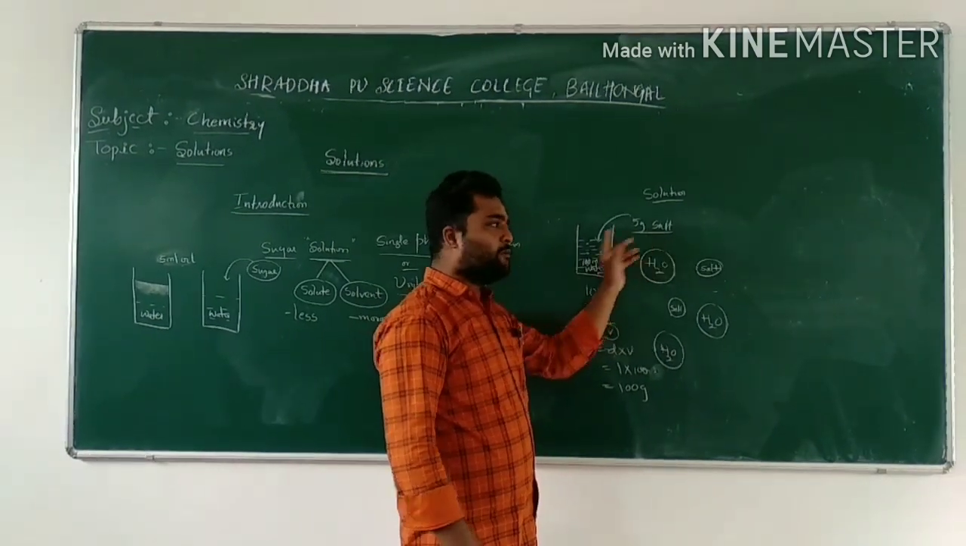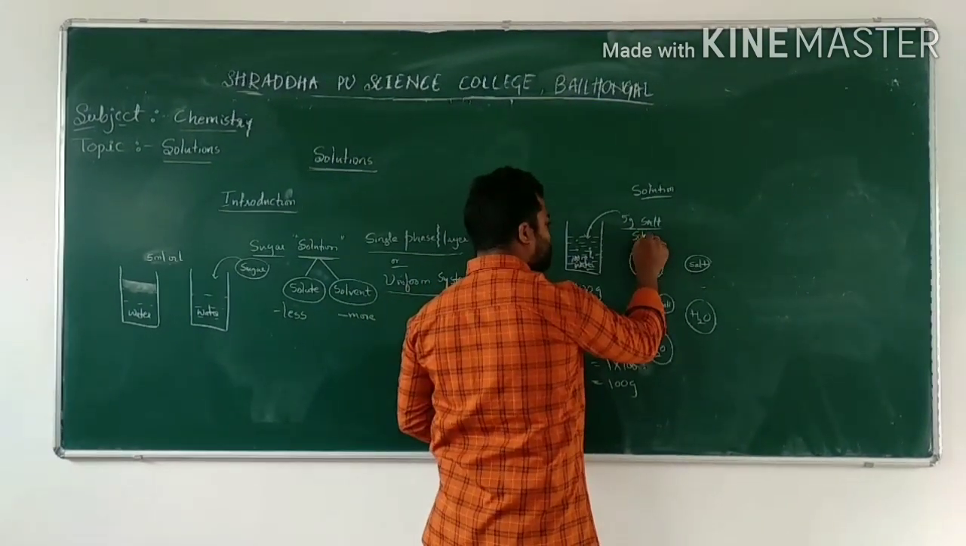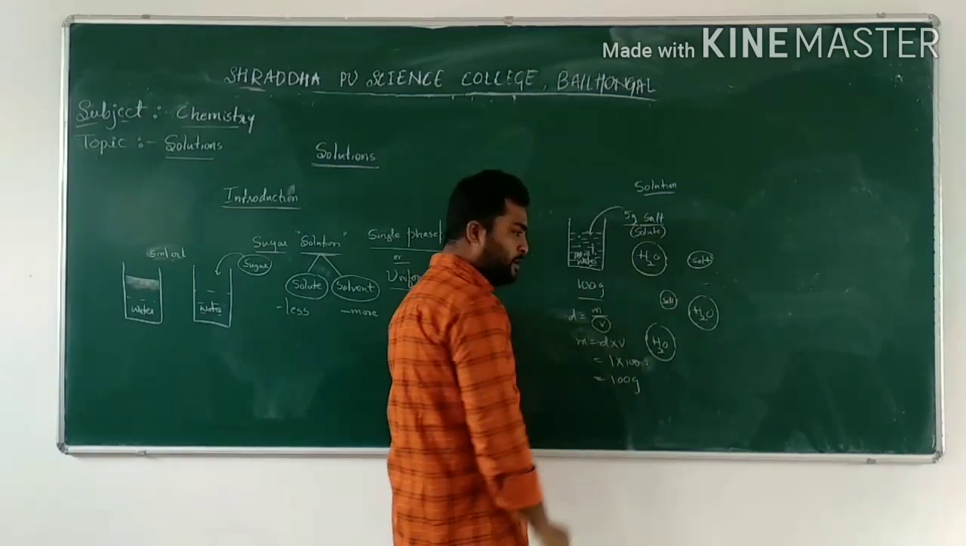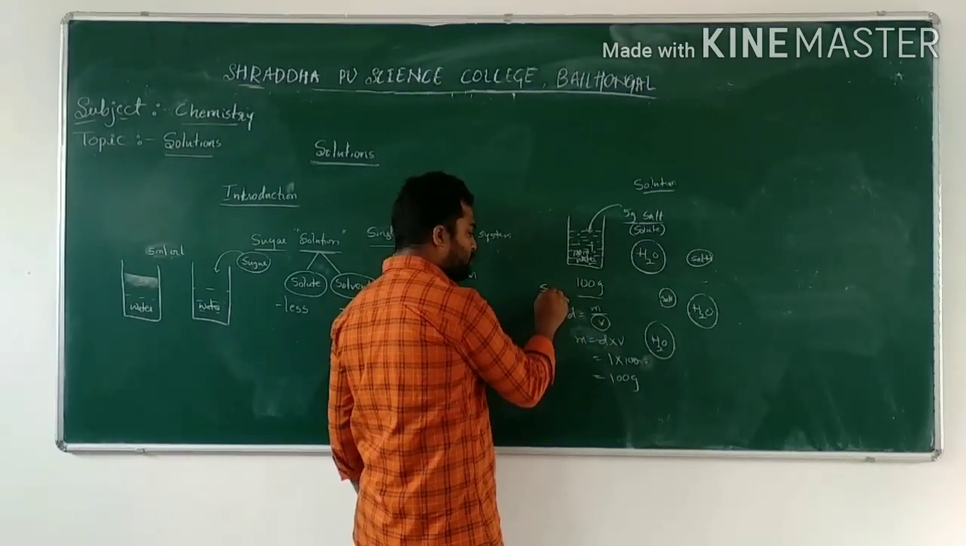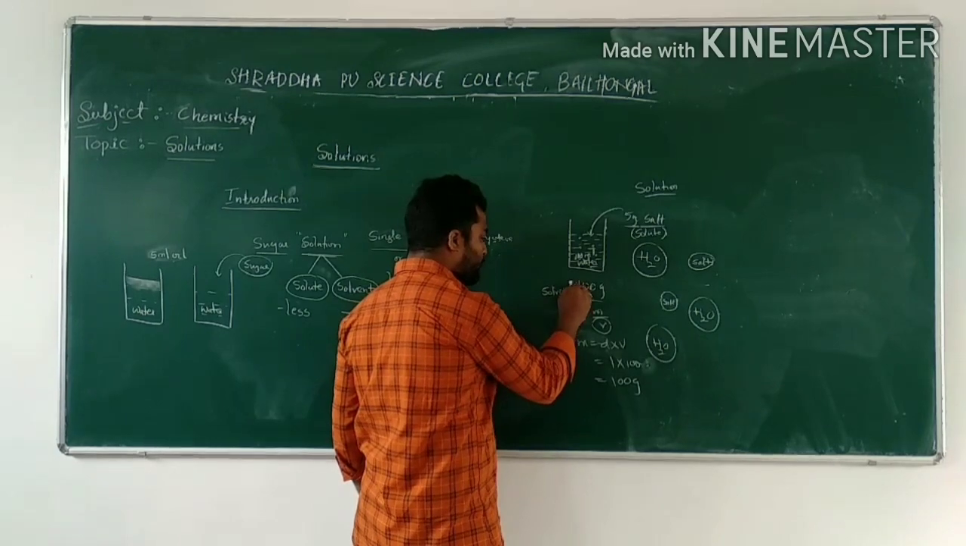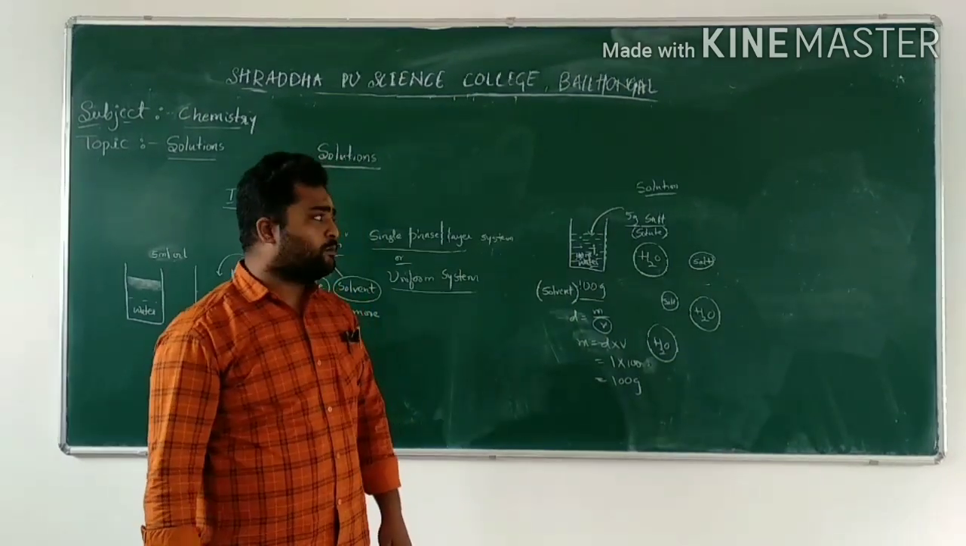The one which is present in minimum quantity is called as solute. This is called as what? Solute. Whereas this one is called as solvent. This one is called as what? Solvent, because this is present in bigger volume.